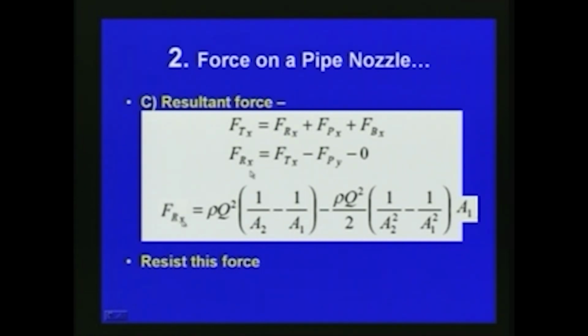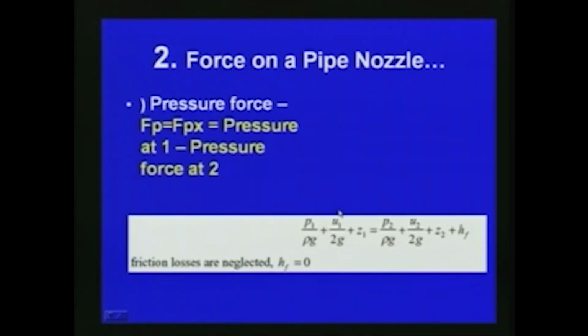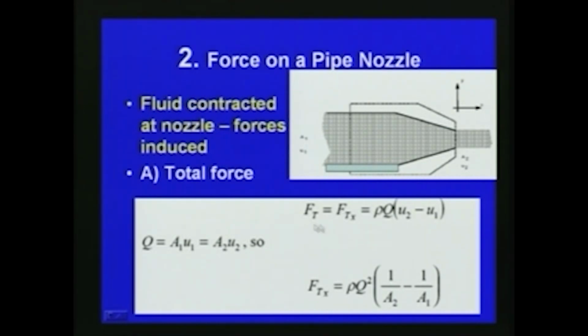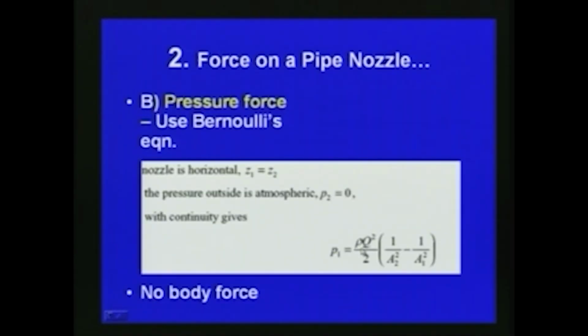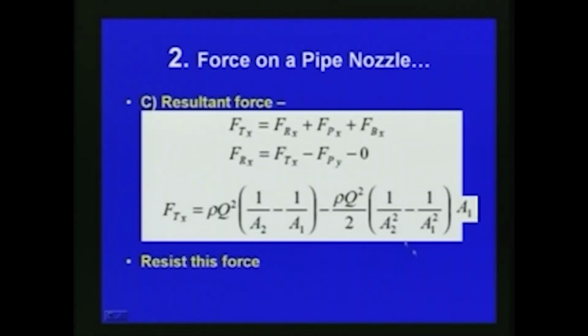So, now finally, F_rx is equal to ρQ² into (1/A2 minus 1/A1), which is obtained from the total force F_tx that we have already found, and the pressure force we have already calculated as ρQ²/2 into (1/A2² minus 1/A1²) into A1. So, this gives the resultant force for the system: ρQ²(1/A2 minus 1/A1) minus ρQ²/2 into (1/A2² minus 1/A1²).